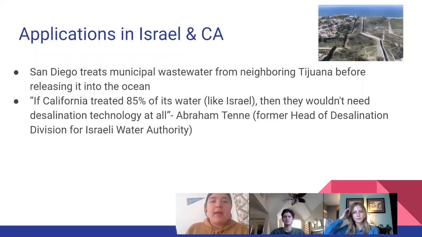So looking at applications in Israel and California, currently San Diego treats municipal wastewater from neighboring Tijuana before it's released into the ocean. And we reflect on a statement by Abraham Tene, the former head of Desalination Division for Israeli Water Authority. He states that if California treated 85% of its water like Israel, then they wouldn't need desal technology at all. So we propose that California directly treats wastewater for use.